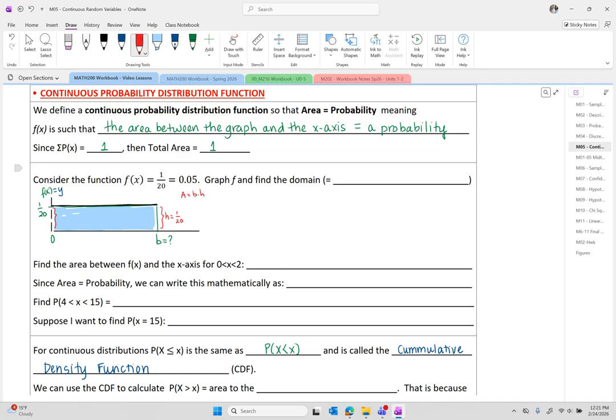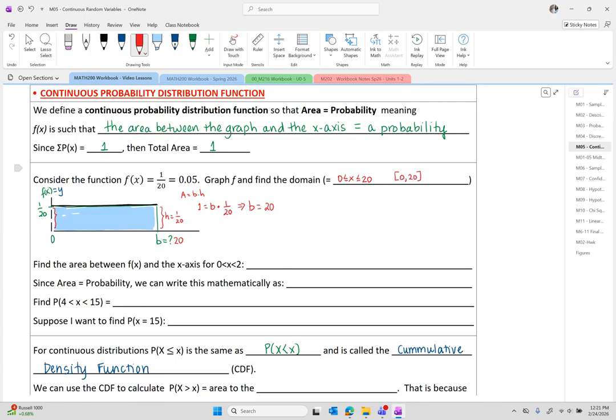So if we want the area to add up to 1, and we are looking for the base, and the height is 1 over 20, or 0.05, to solve for the base, we will multiply by 20. So the base will end up being 20 times 1. That means if x starts at 0, this b will have to equal 20. The domain of the function, which is the values of x, will be x greater than or equal to 0 and less than or equal to 20. In interval notation, bracket 0, 20 bracket.